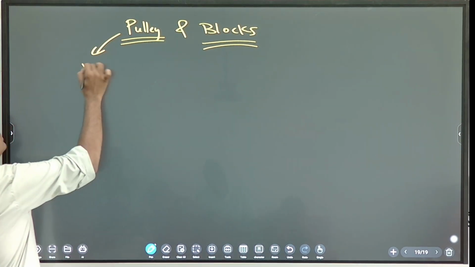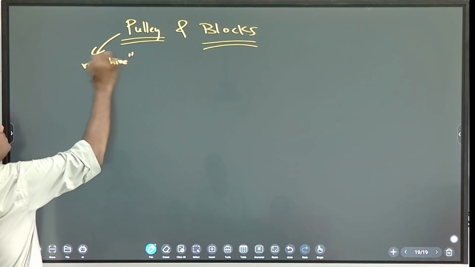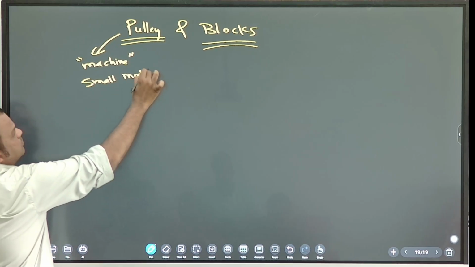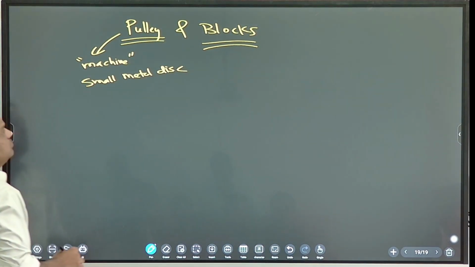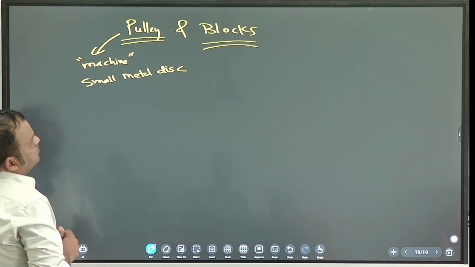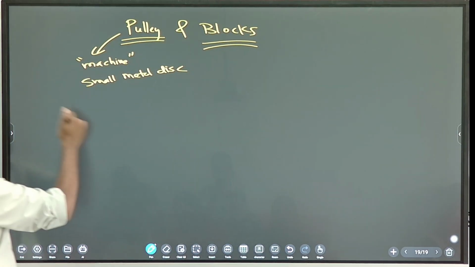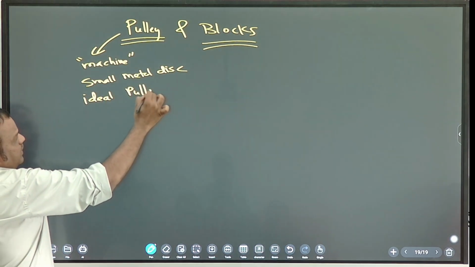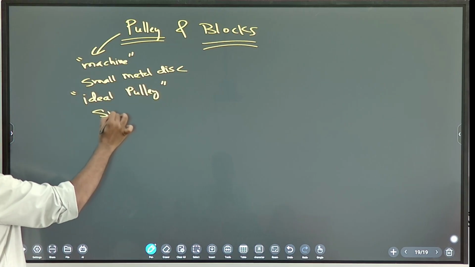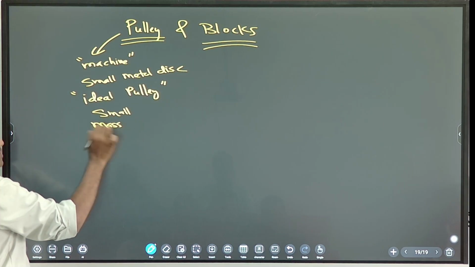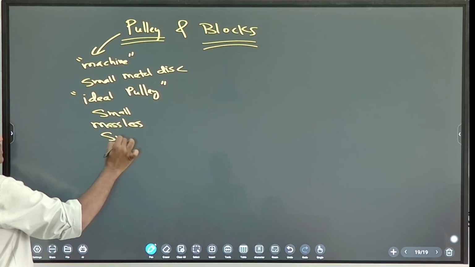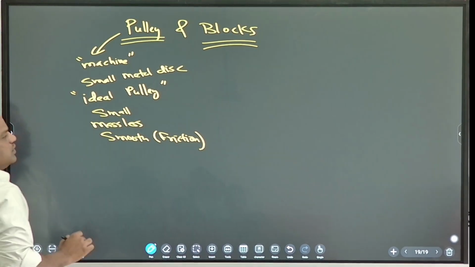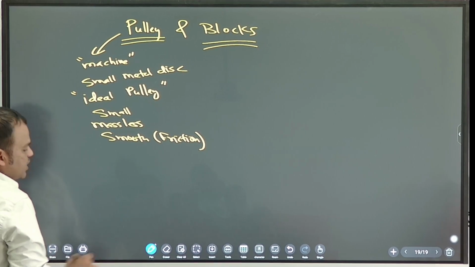Pulley is a machine, a small machine. It is a small metal disc. So let's talk about pulley first. Generally a pulley is small. What is an ideal pulley? An ideal pulley is small, massless, smooth, frictionless. There is no friction. So no mass is there.